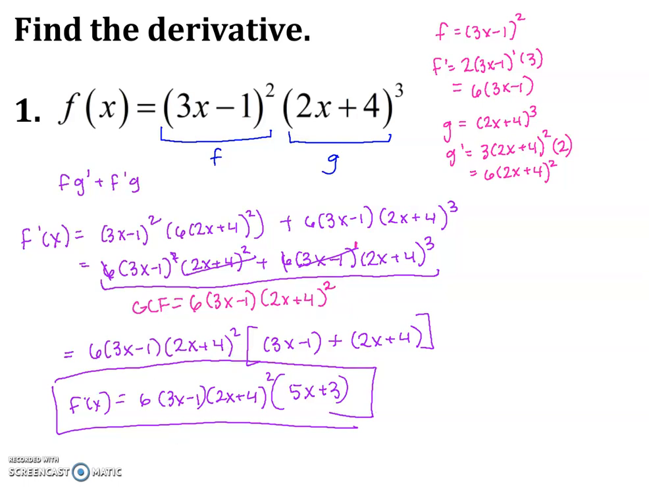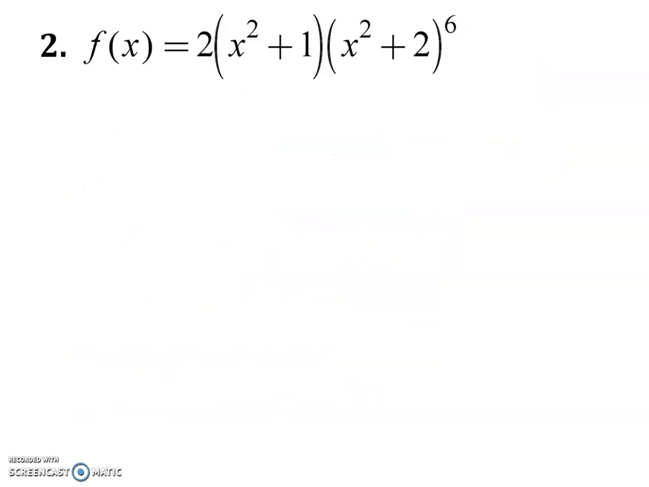Now let's work through one more of these. So again, I have to do product rule because I'm multiplying something with an x times something else with an x. So that tells me product rule. The exponent on the outside tells me chain rule.